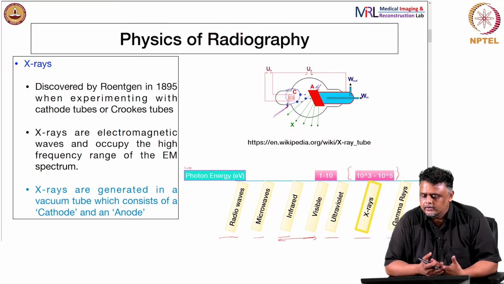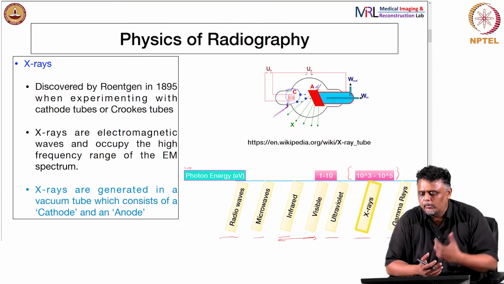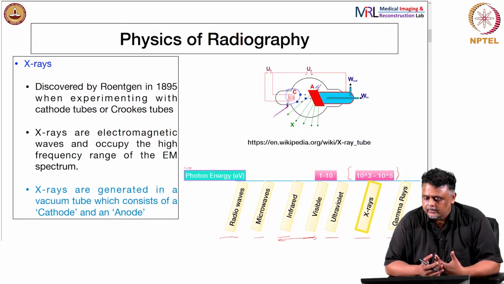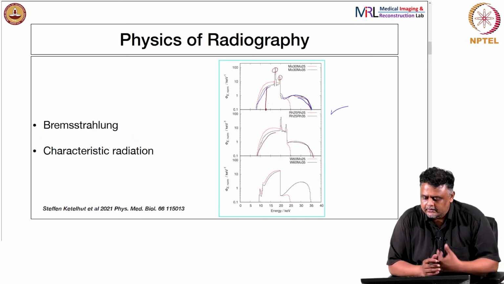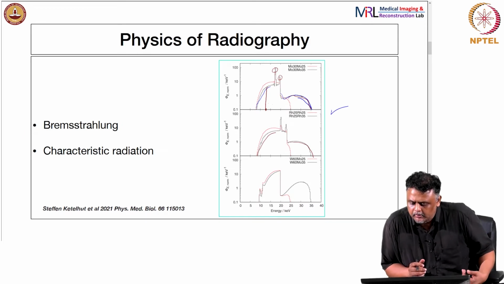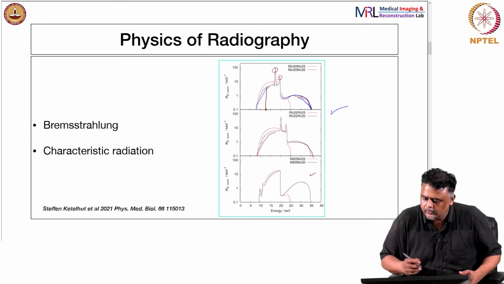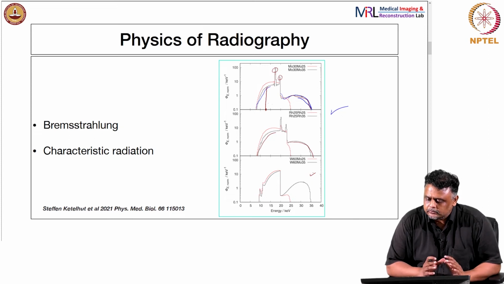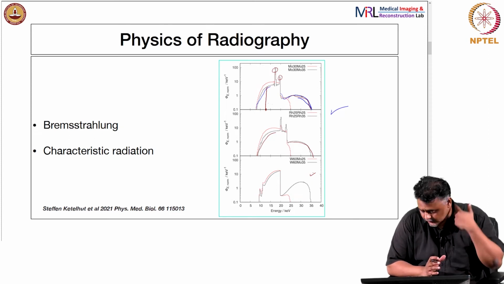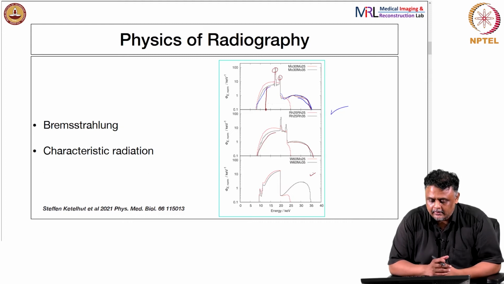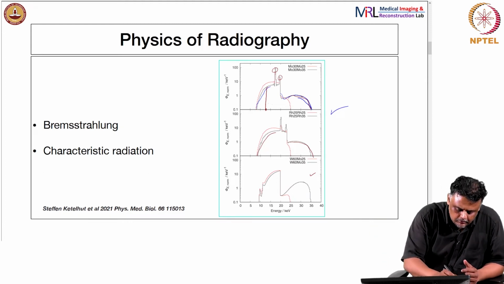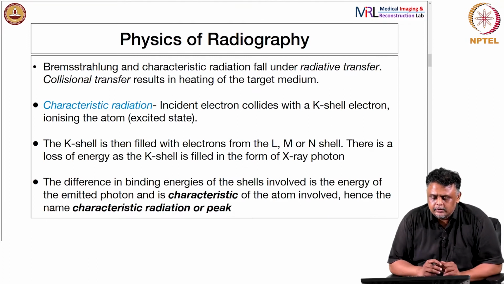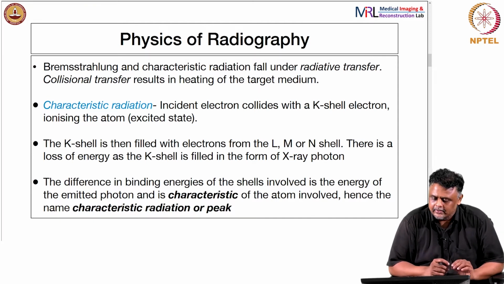You can coat it with other things also, high Z materials or high atomic number materials, and the X-rays emitted will have a characteristic peak that will be different from this, right. This corresponds to, in this case, molybdenum, okay. The last one is the tungsten one, okay. So, the process of generating these peaks as well as the Bremsstrahlung is slightly different. We will briefly look at how these are produced, okay. Both Bremsstrahlung and characteristic radiation fall under what is called radiative transfer.